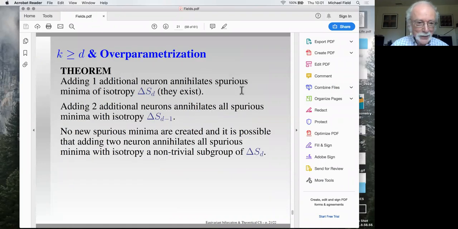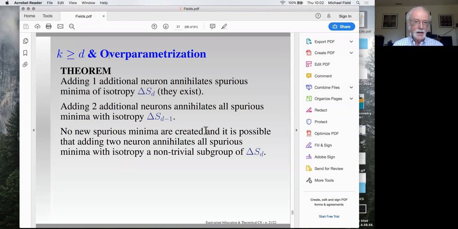Okay, I'm going to be stopped in a minute, I know. So I'm almost finished, actually. So here's what I'm not talking about, because it would just take too long. But this is really starting to answer some significant problems in the theoretical work. So adding one neuron annihilates spurious minima which have the maximum isotropy, that's delta SD, and they exist. Adding two additional neurons annihilates all the spurious minima with isotropy SD minus 1 through mechanisms very similar to what I've just been describing, in terms of the standard representation. And no new spurious minima are created when we do this. This is the important thing.